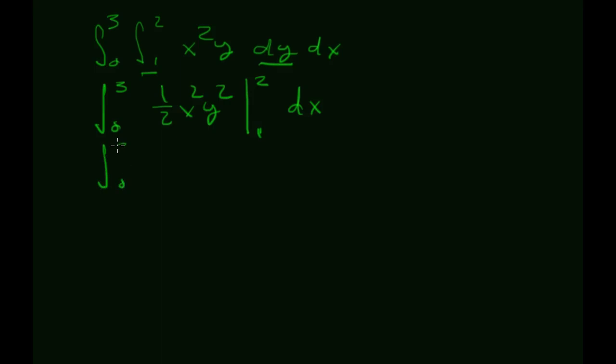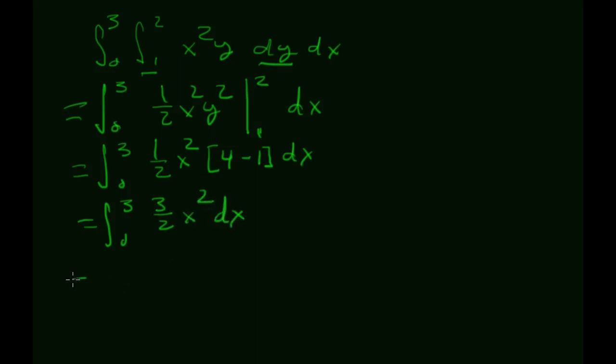So this is going to give me the integral from 0 to 3 of 1 half x squared, and then 2 squared is 4, 1 squared is 1, dx. So this comes out as the integral from 0 to 3 of 3 halves x squared dx. So now we just have an ordinary integral left, right? So let's see, this is going to leave me with 1 half x cubed from 0 to 3, which is just 1 half times 27, or 27 over 2.